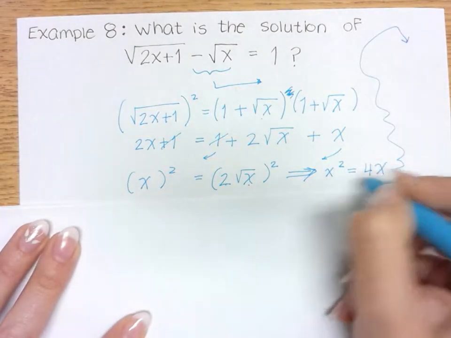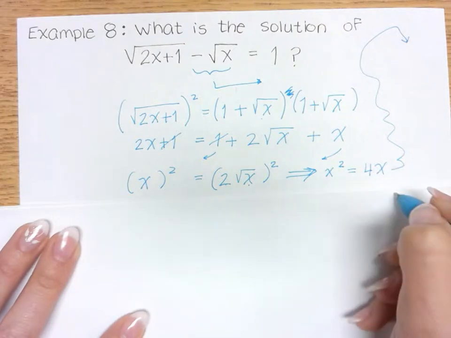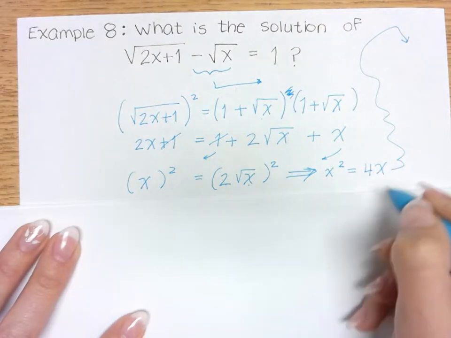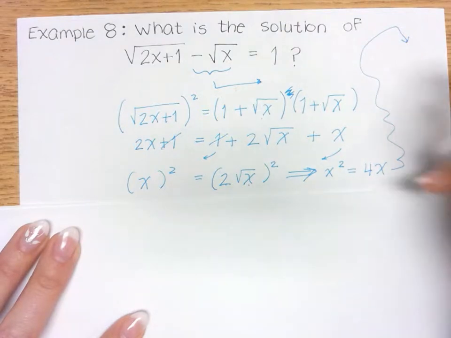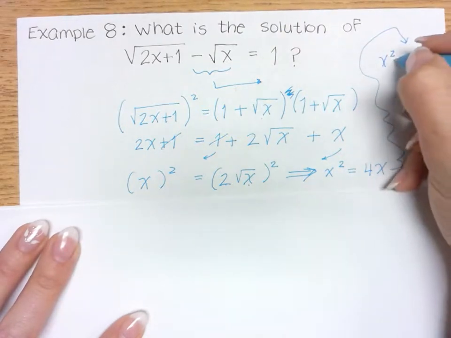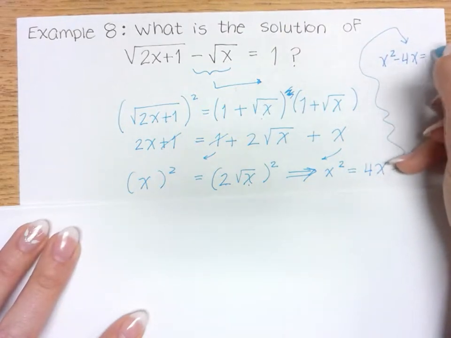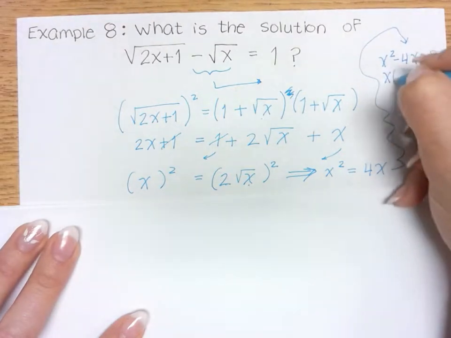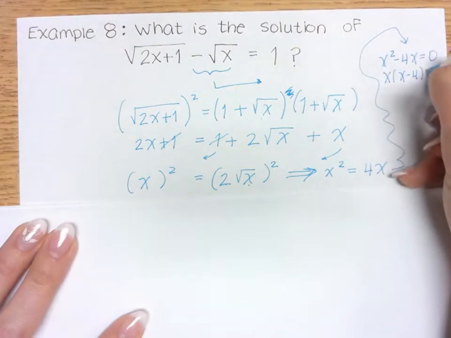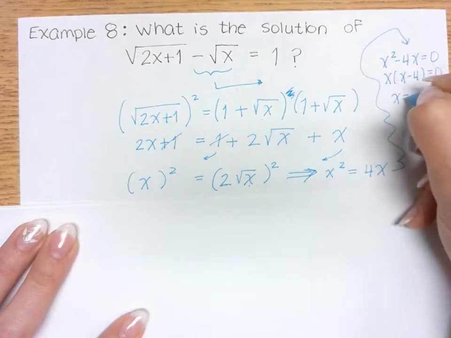Do not divide by x. Okay, it's still a polynomial. You have to get it equal to 0. So x squared minus 4x is 0. Factor out the x. Still use the zero product property.